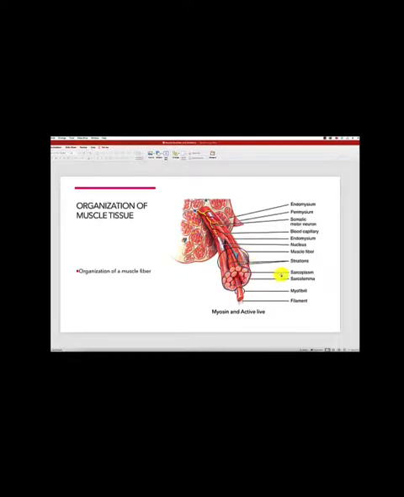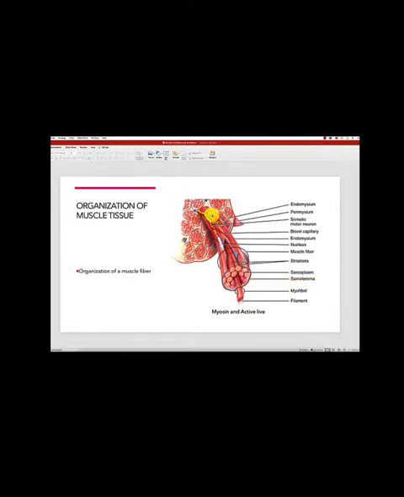And then, of course, we have the sarcolemma, which we know is the membrane. You can see it in blue here. That is the membrane that surrounds each one of the muscle fibers, right? So just like a cell has a membrane, the muscle cell has its own type of membrane, which is the sarcolemma. You guys are familiar with that.